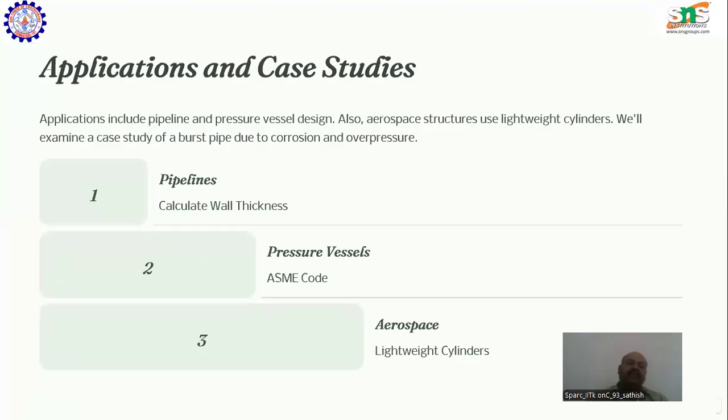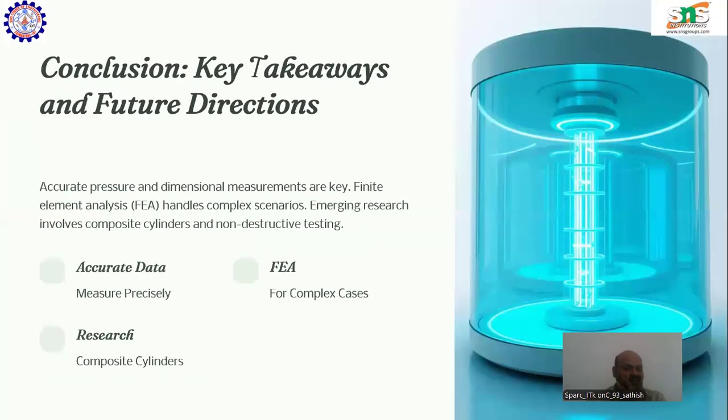And we have applications and case studies. Applications include pipelines and pressure vessel design. Also, aerospace structures use lightweight cylinders. For pipelines, we calculate the wall thickness, and for pressure vessels as per the ASME code. For aerospace lightweight cylinders, we calculate the circumferential stress, hoop stress, and longitudinal stress.